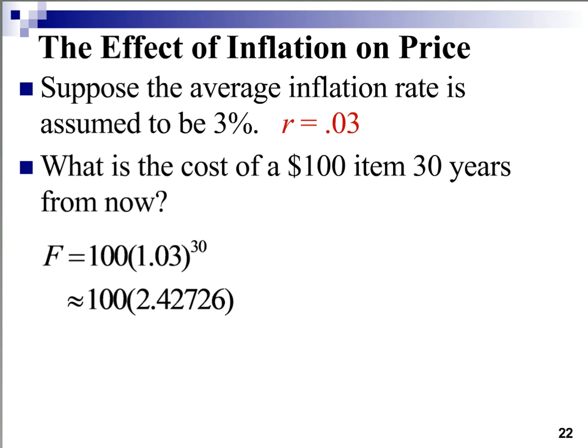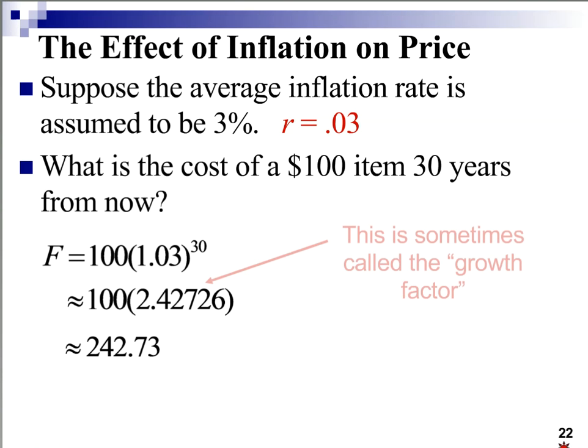Now, this is the 1.03 raised to the 30th power. And of course, it's just an approximation because I am reporting these numbers off of a calculator. If you're doing this on homework or on a quiz, you would want to try to compute the entire thing in one calculation at the very top. But this is what we get when you multiply this by the 2.42 number. We end up with 242.73.